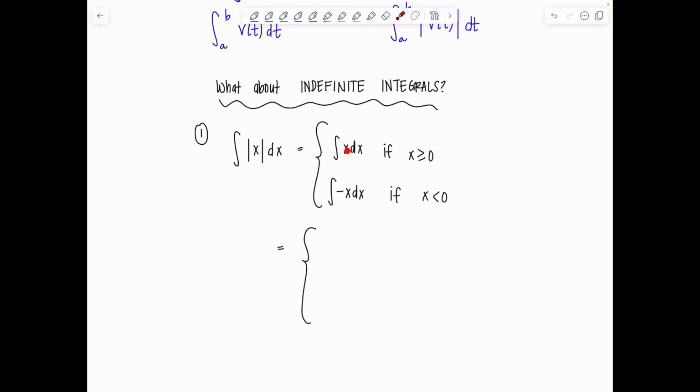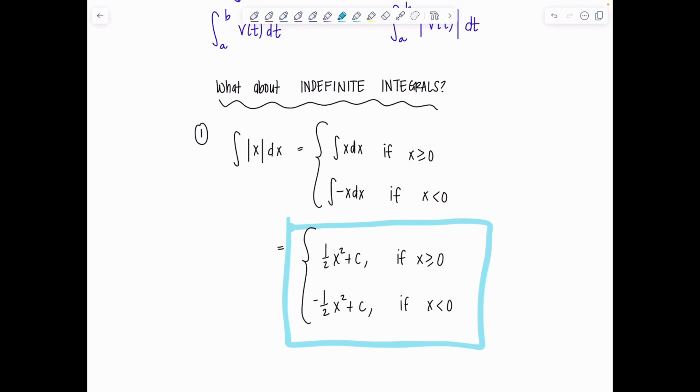So antiderivative of x, that would be, very good, 1/2 x squared plus c. That's if x is greater than or equal to 0. And then the other portion would be negative 1/2 x squared plus c if x is less than 0. And that would be your answer. Kind of weird. It really doesn't come up often, truly.